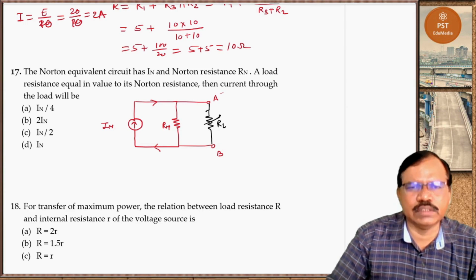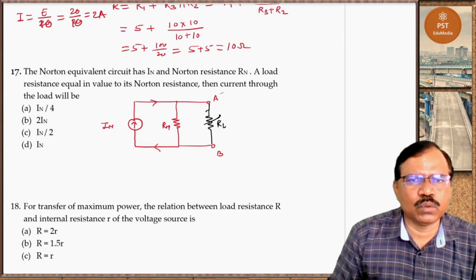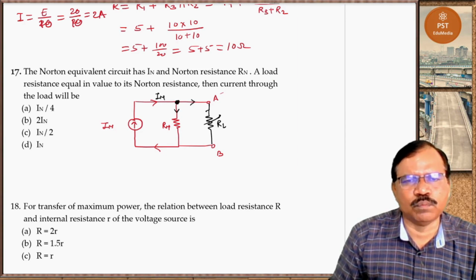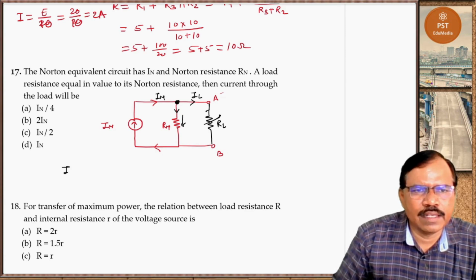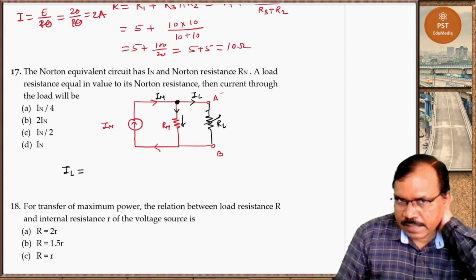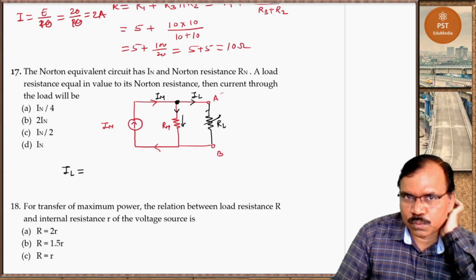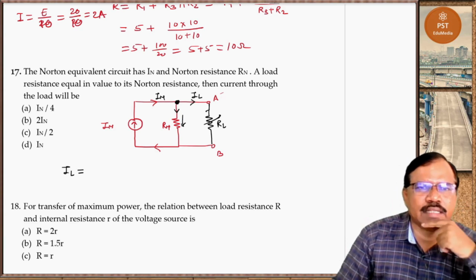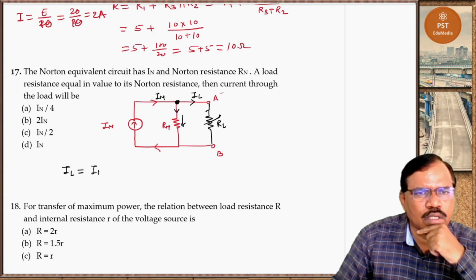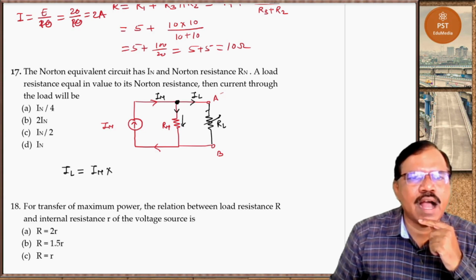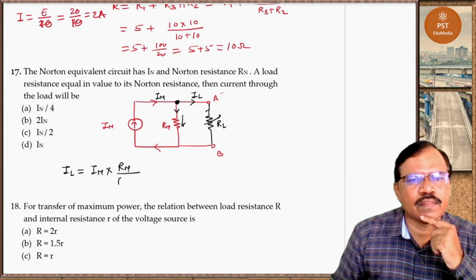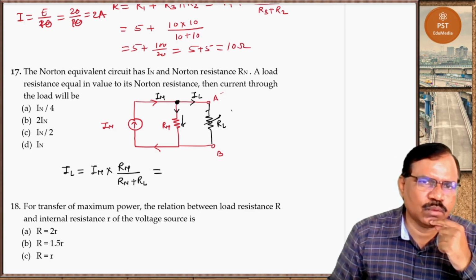RL, and suppose this is variable. So what happens? The total current here is IN. Now it is divided into two parts. Let us call this IL plus whatever current flows through the other branch. So what is IL? IL is the current through the load resistance, meaning one branch of that circuit. It is equal to the total current multiplied by Rn upon Rn plus RL.